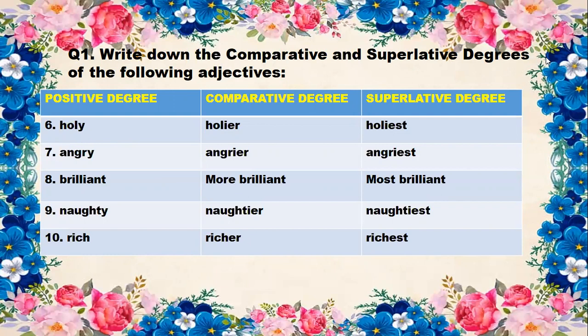Okay, children? So I hope everyone has understood what is positive degree, what is comparative degree, and what is superlative degree. Okay, children? Thank you.